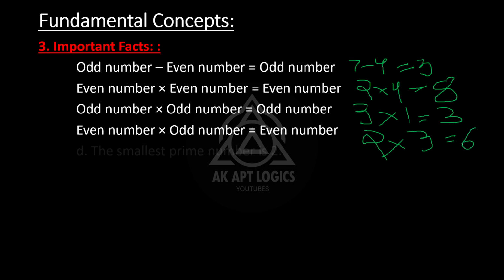Okay. The smallest prime number is 2. So if you take prime numbers, they are 2, 3, 5, and so on. Okay.